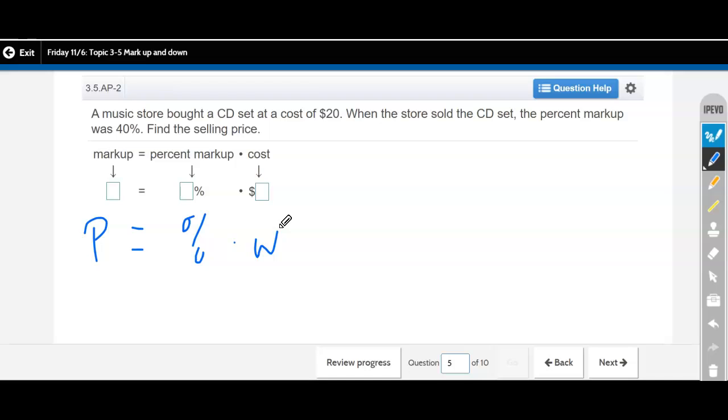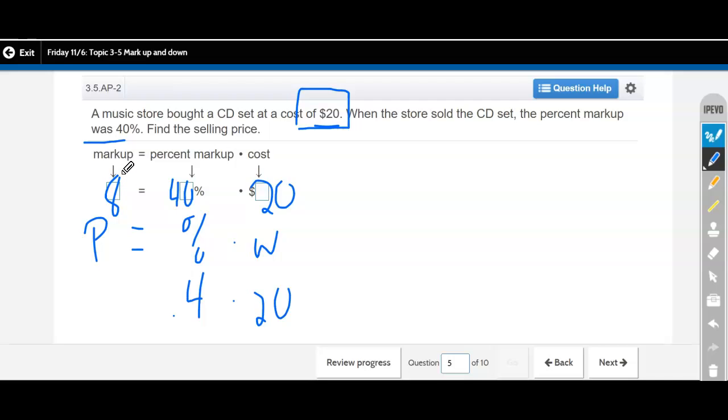So the music store bought a CD set at a cost of $20. So that's what the store bought it for. That's their cost. Now they want to make a profit, so they want to mark it up. When the store sold the CD, the percent markup was 40%. So we got to punch in 40%. Like our percent equation, we change that percent to a decimal, 0.4 times 20. That gives us, 10% would be $2, so it'd be $8. So the markup is $8.